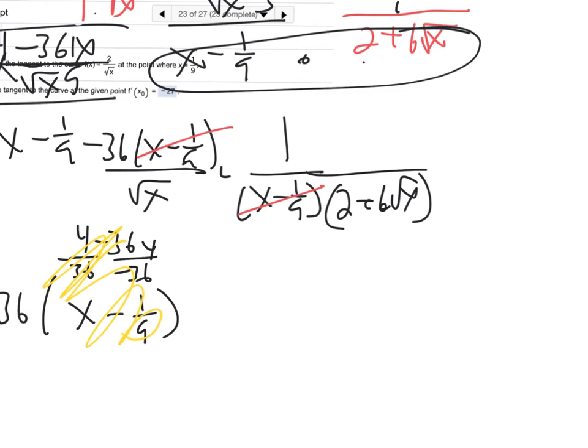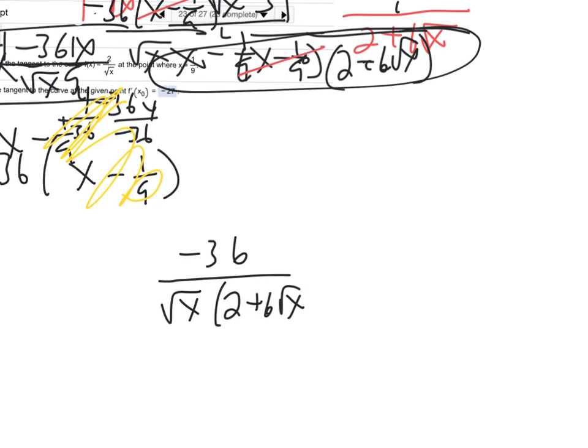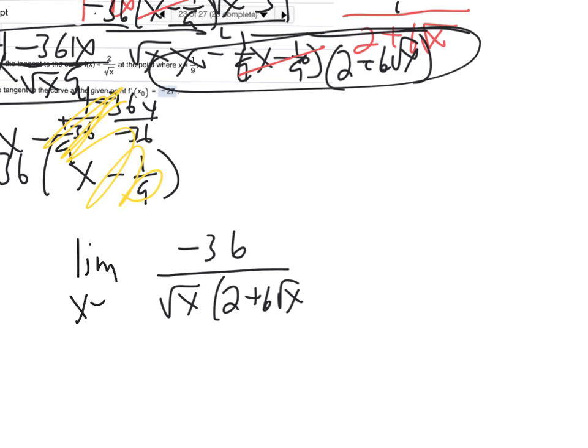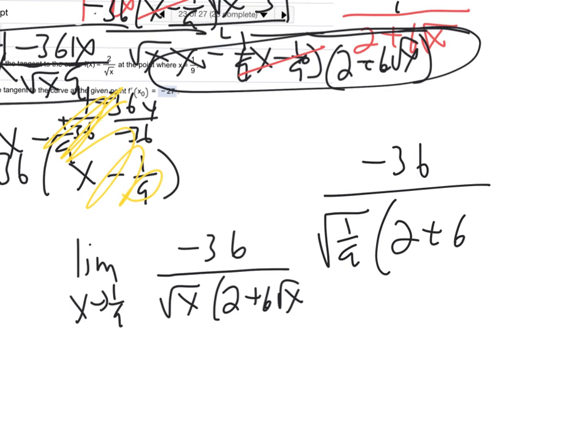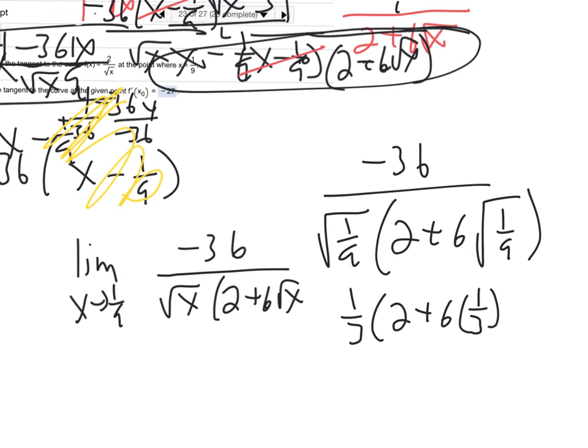Let's go to that. So that leaves me negative 36 times 1 over the square root of x times 2 plus 6 root x. Can I move this? Oh, I can. And now I'm going to write that limit expression back in. Limit as x approaches 1/9. So that leaves me negative 36, the square root of 1/9, times 2 plus 6 times the square root of 1/9. So the square root of 1/9 is 1/3, times 2 plus 6 times 1/3, and 6 times 1/3 is 2. Which is 4.